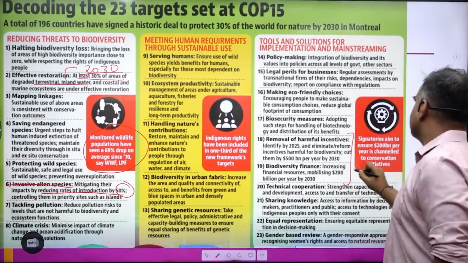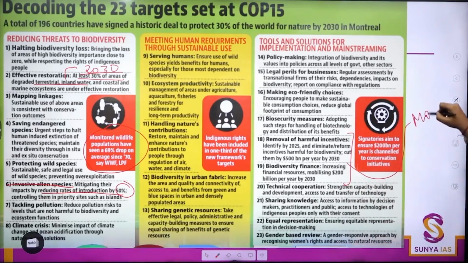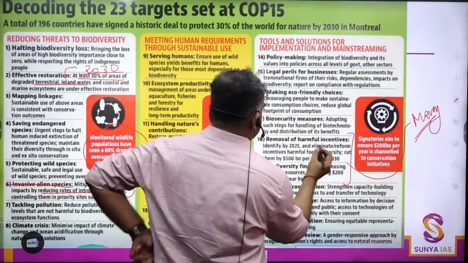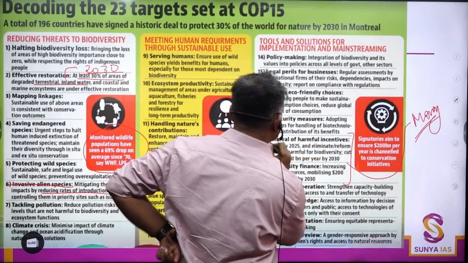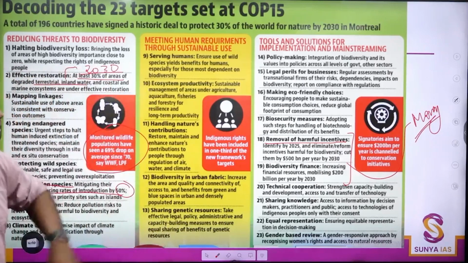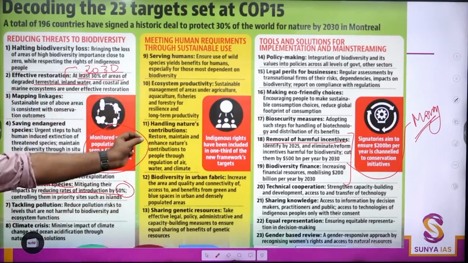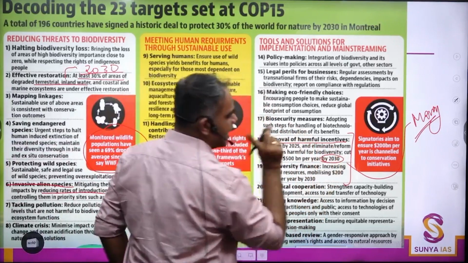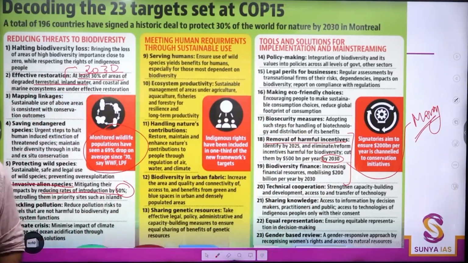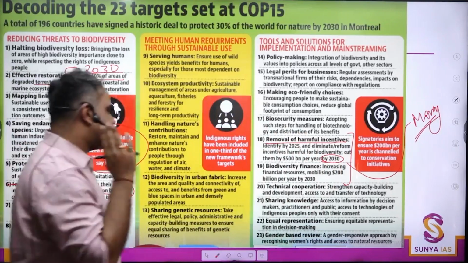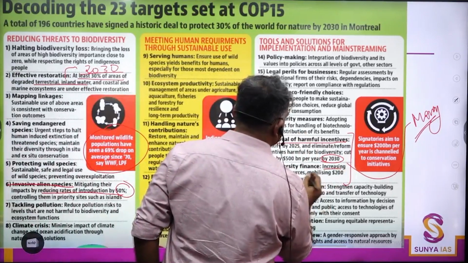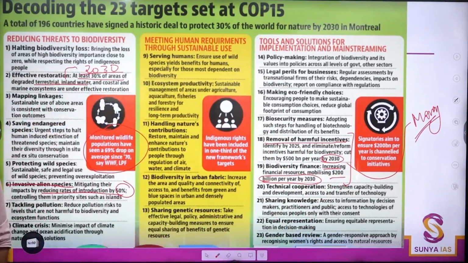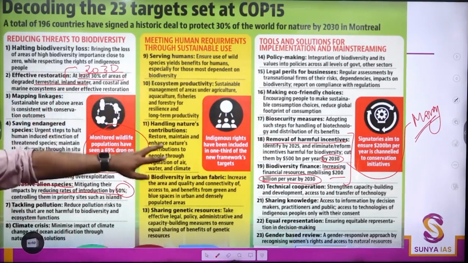Yes, two things are there with respect to money or finance. One of them is to remove the subsidies, removal of harmful incentives, cutting them by $500 billion per year by 2030. You are cutting the harmful subsidies. And second is increasing the financial resources, $200 billion per year, so for biodiversity finance. Okay. Two things are there.